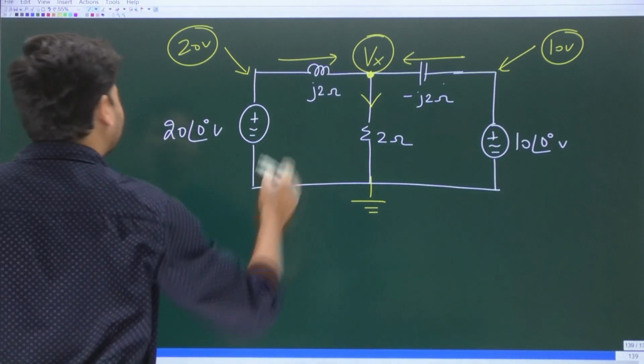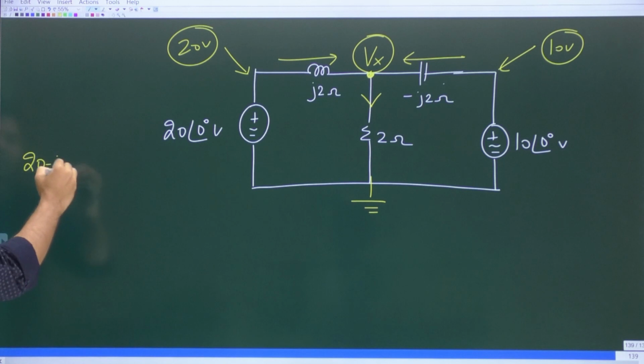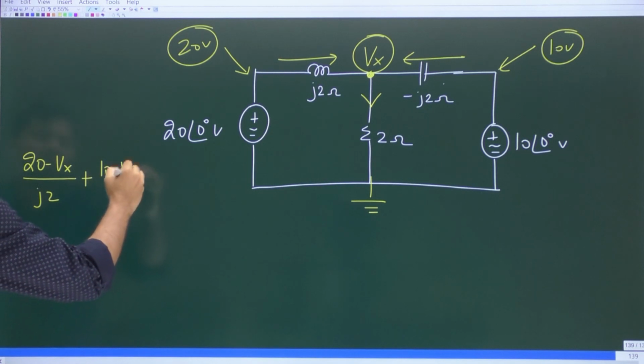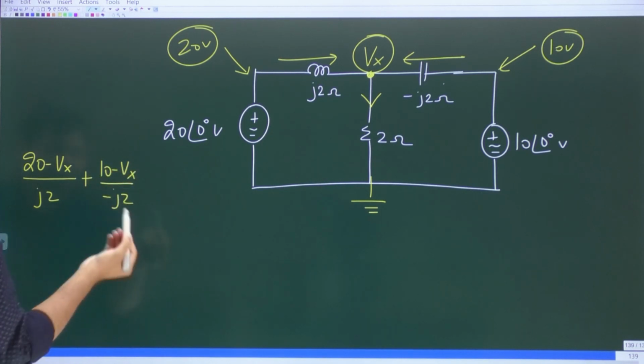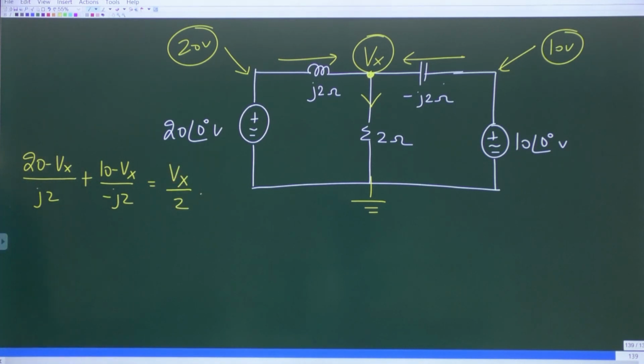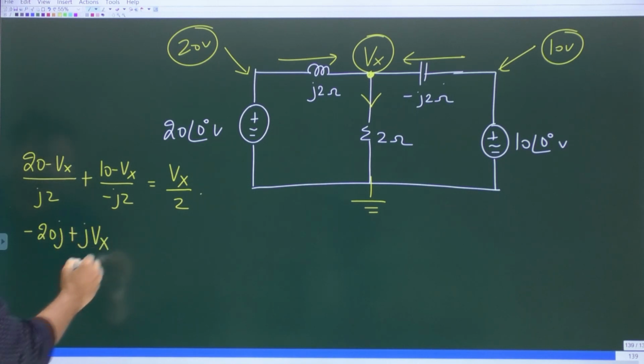So what is KCL at this node going to be? 20 minus Vx by j2 plus 10 minus Vx by minus j2 is equal to Vx by 2. I think 2 is common throughout, so 2 will get cancelled. Remember 1 by j is minus j. So 20 by j will be minus 20j. Again 1 by j is minus j, so minus 1 by j will be plus j. So plus j times Vx.